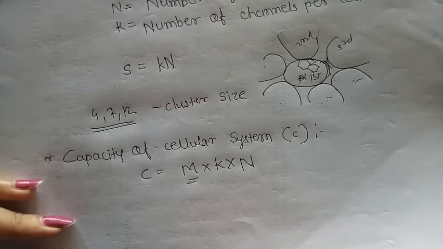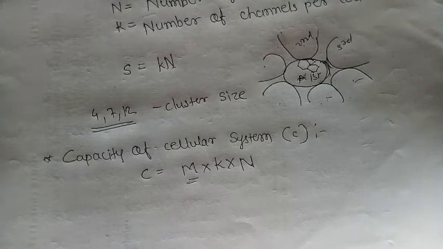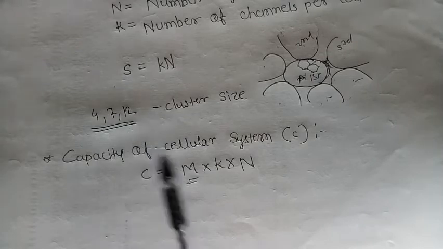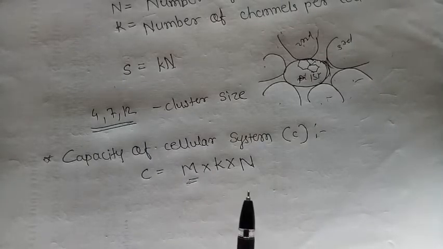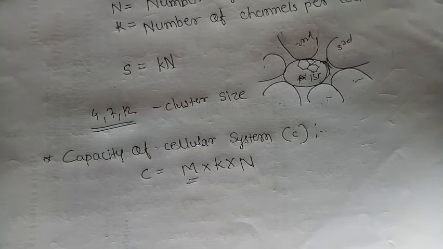Then N is called the cluster size, and its typical values are 4, 7 and 12. N is equal to the cluster size. A smaller cluster size means a small N, which leads to increased co-channel interference. If there is a smaller cluster size, it will increase the co-channel interference.